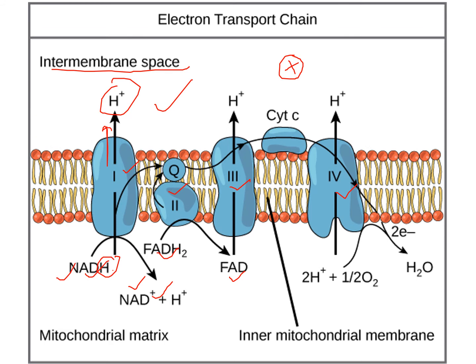Because of the protons, the proton concentration will increase in the intermembrane space. So a positive charge will be generated there, and outside the membrane, in the matrix, a negative charge will be generated, forming a proton gradient across the membrane. These protons cannot cross this membrane and come back to the mitochondrial matrix by themselves. For that purpose, they will use one enzyme, that is ATP synthase.